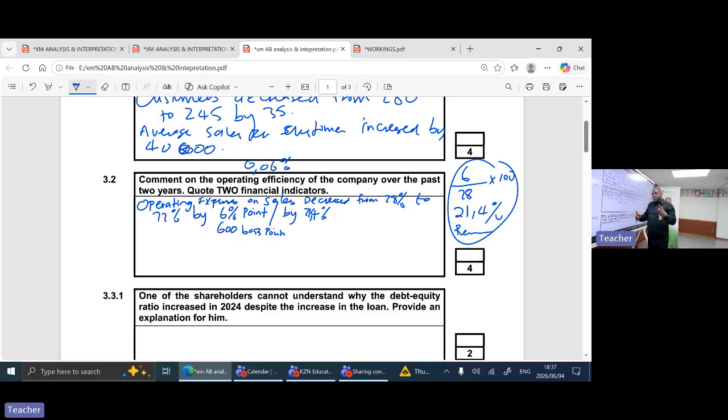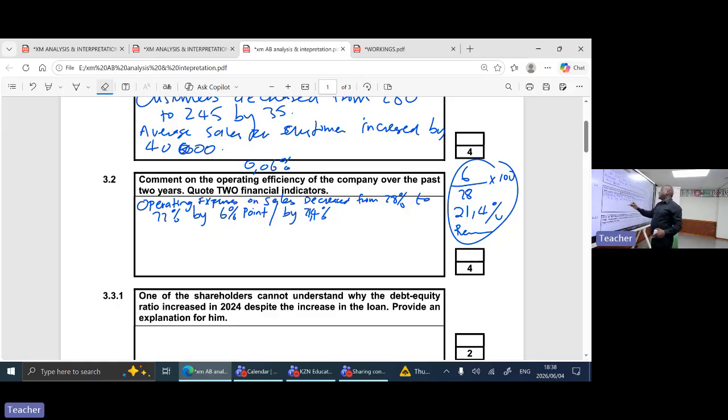1% is 100 basis points. So this is 600 basis points if you decide to use that method. But it is not compulsory. You can say 6 percentage points. That is what you can say when you talk about this.